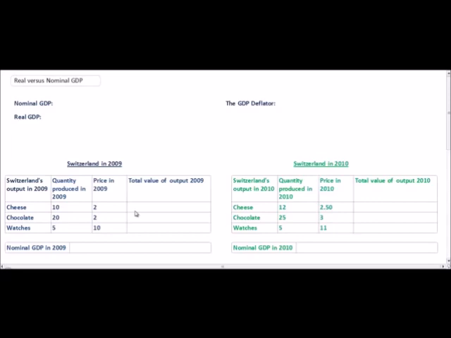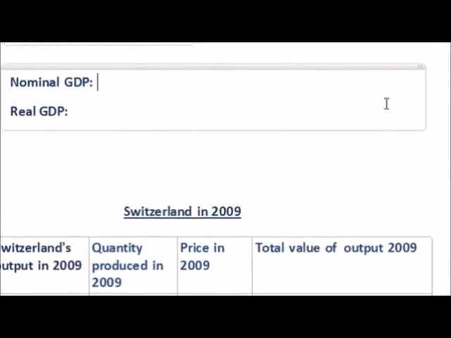This lesson is going to distinguish between the nominal GDP of a nation and the real GDP of a nation. We're going to use an example of a simplified economy in which only 3 goods are produced between 2009 and 2010. First, let's go back and define GDP. GDP is simply the value of a nation's output in a particular period of time of goods and services.